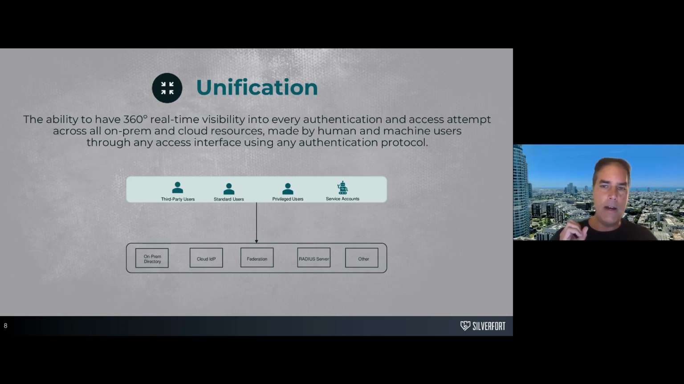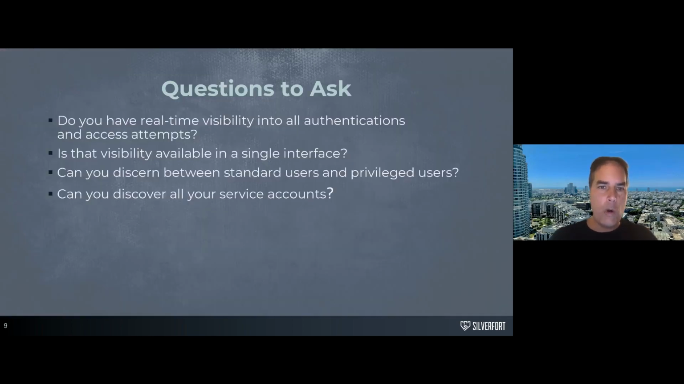And so this is why I feel like unification is really where you start, right? Because in order to defend yourself against an attack, you first have to be able to connect all of the dots from all of these different places in order to have a unified view. So here are some questions to ask to help figure out where we are in terms of achieving this goal or moving along this journey of unification. Do you have real-time visibility into all authentications and access attempts? I mean, this is really key. Are you able to see things as they happen, or are you several steps after that?